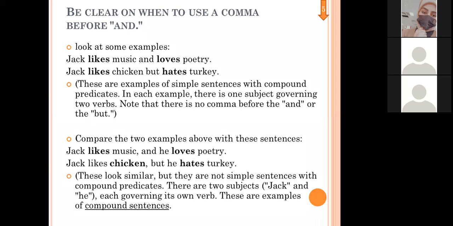When a simple sentence has a compound predicate, don't separate the subject from a second verb with a comma.